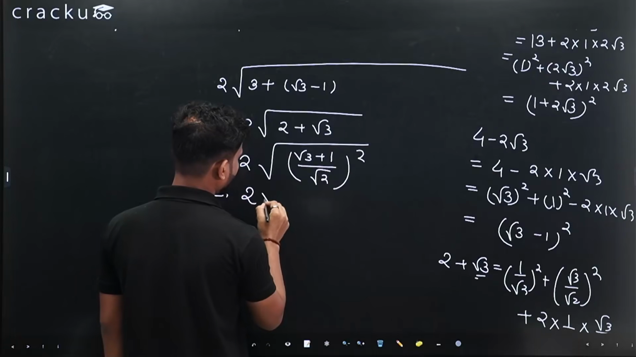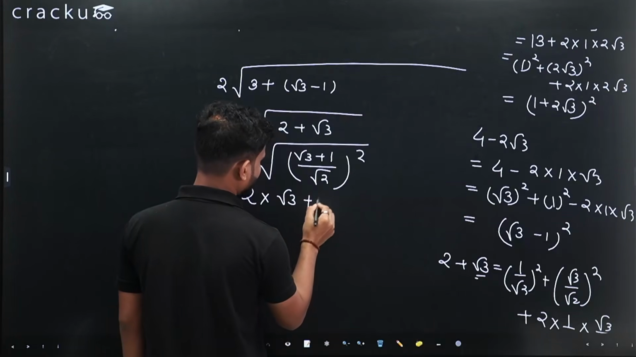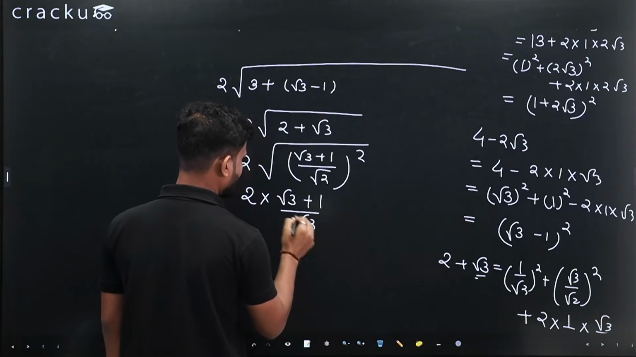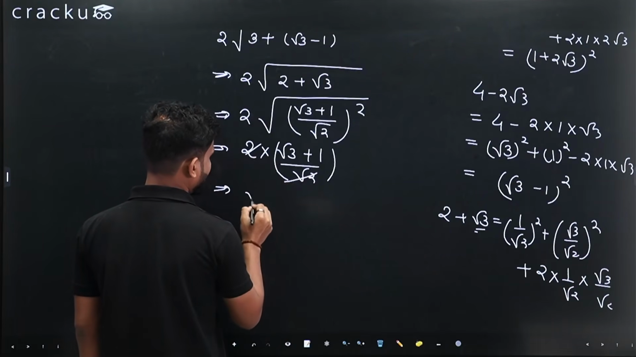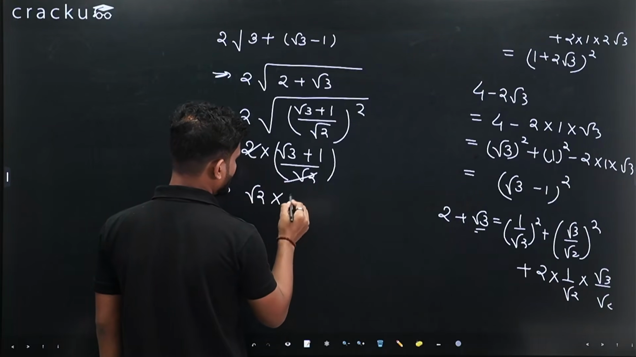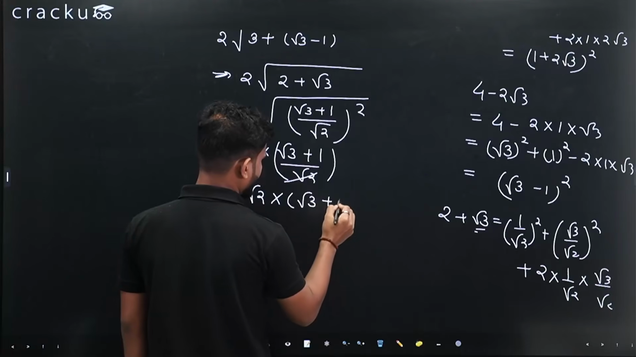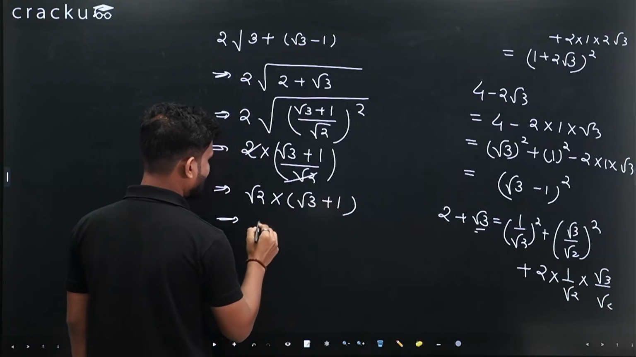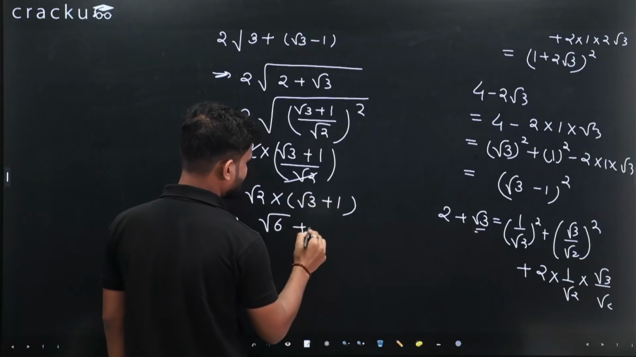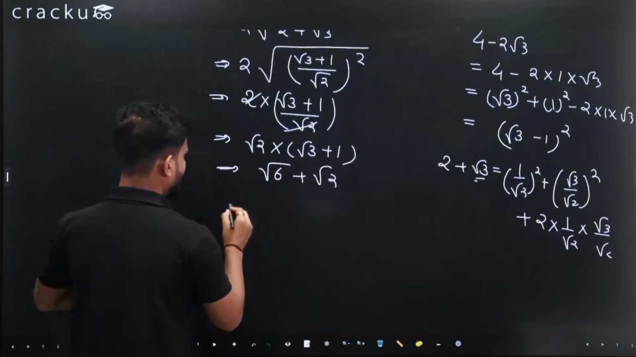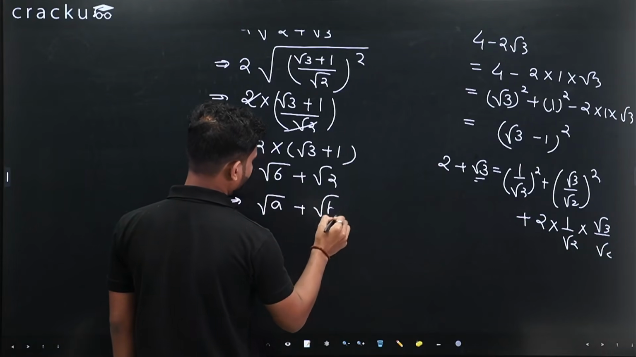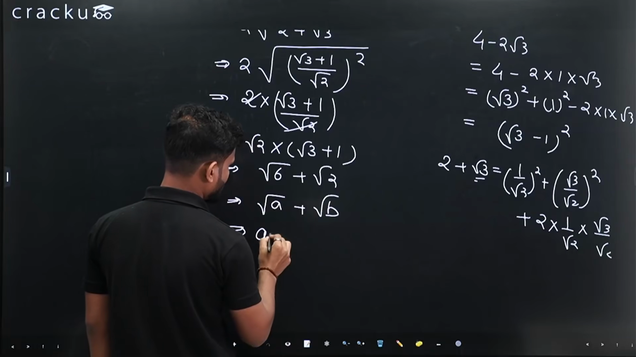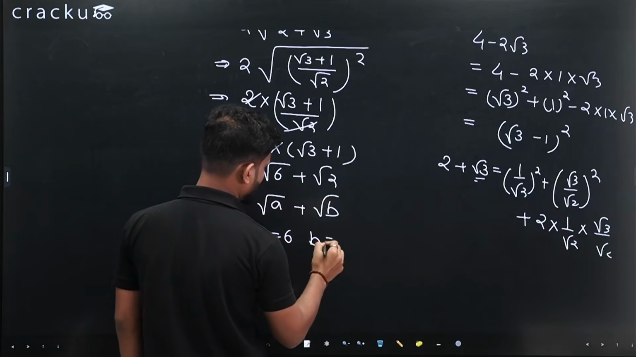It will be 2 into root 3 plus 1 divided by root 2, right? Now this will be what? Root 2 will get cancelled here. So root 2 into root 3 plus 1. If you multiply into the bracket, it will be under root 6 plus under root 2, which is given equal to under root a plus under root b. So from here a is equal to 6 and b is equal to 2.